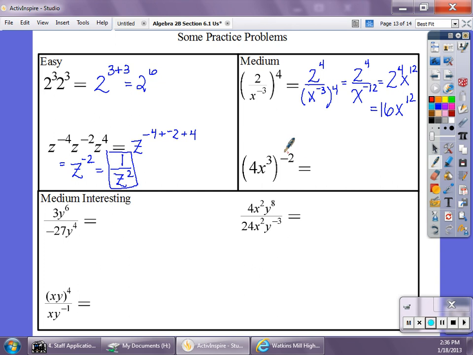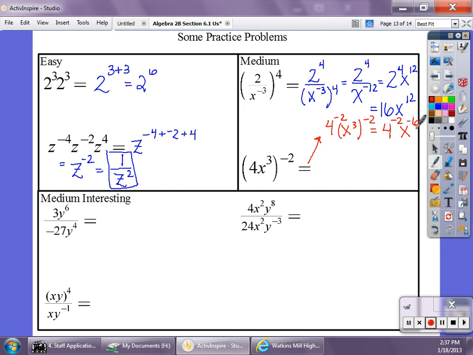In the bottom example here, 4x to the third and a negative second, I see these parentheses, and again, I want to clear them. So everything inside the parentheses gets a power of negative 2, and we're going to write this up here. So 4 gets a power of negative 2, and x to the third gets a power of negative 2. Still wanting to clear parentheses, I'm going to multiply, and so that becomes 4 to the negative second, x to the negative 6th.